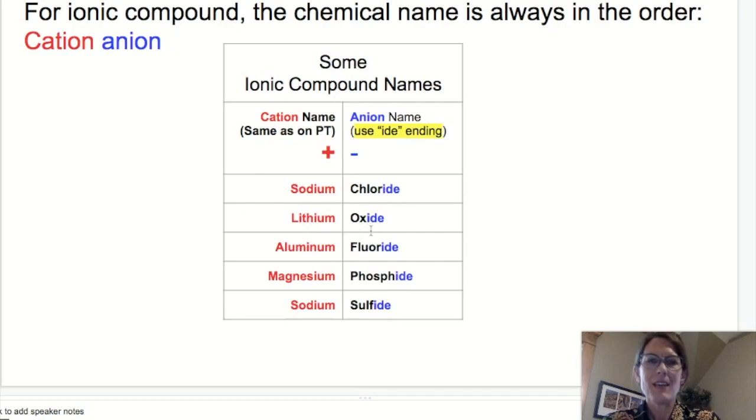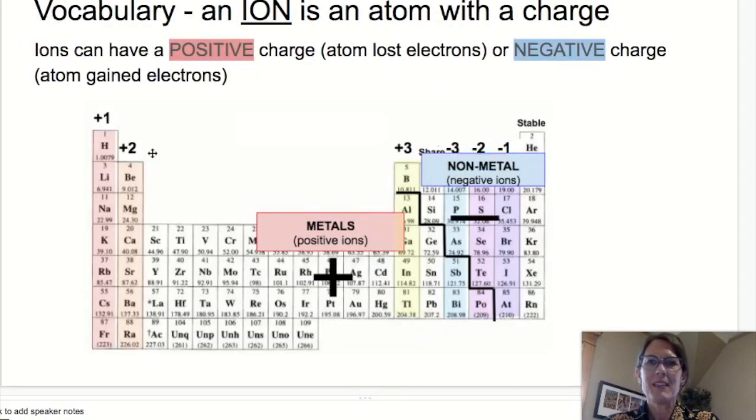Lithium oxide, aluminum fluoride, magnesium phosphide, sodium sulfide. These are just a few of the hundreds of possibilities there are. And when I say hundreds of possibilities, that's because if you look back at this, look at all these metals. If I choose one, magnesium, it could bond to Br, which would be bromine, but it becomes bromide, potassium chloride, lithium sulfide. Any of these can bond to each other if it's a metal and a non-metal.